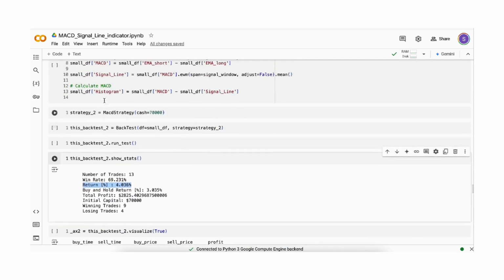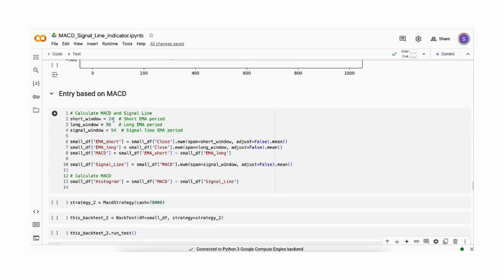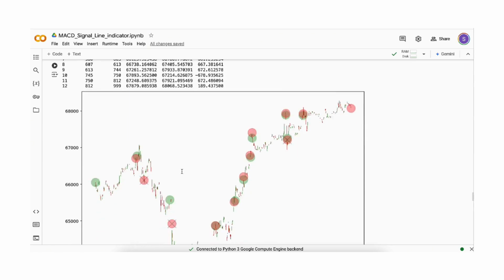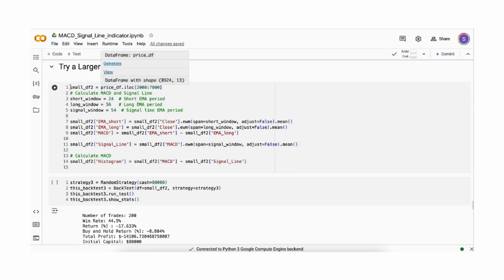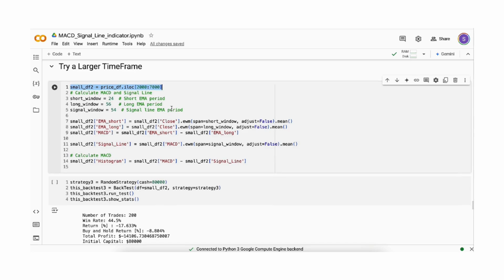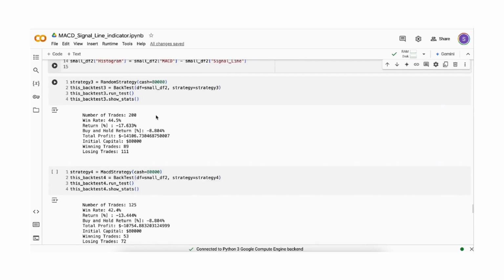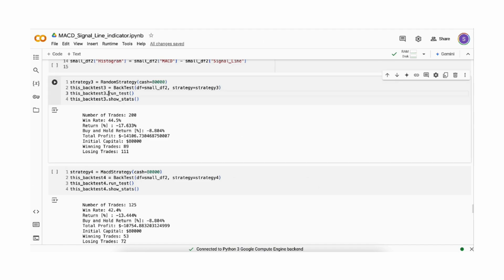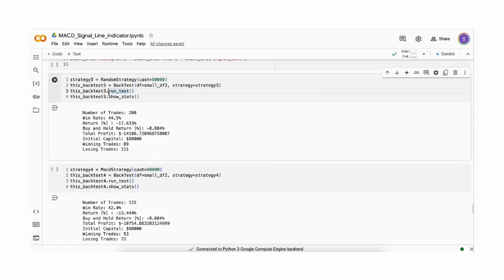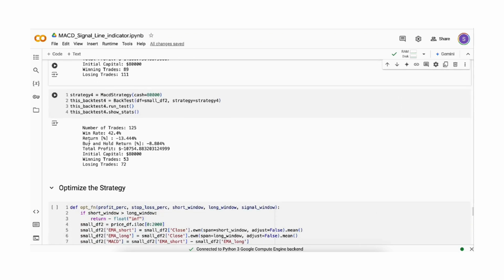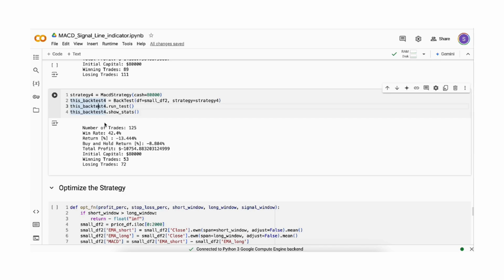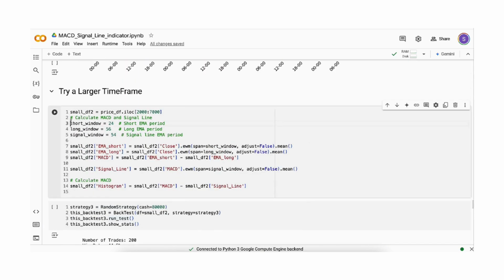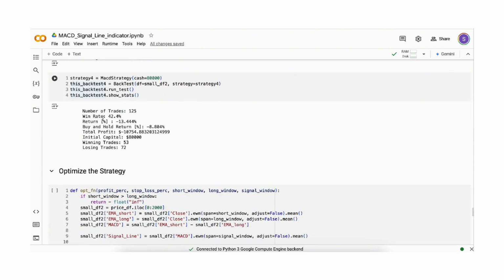Our first iteration, this small df, was based on 1,000 data points. Now we are looking at a second data frame which has 5,000 data points, which should give us a better idea. And here we actually see what happens with a random strategy if we just buy and sell randomly. Here we observe that the MACD with these window values is doing better than the random strategy, but not better than the buy and hold.